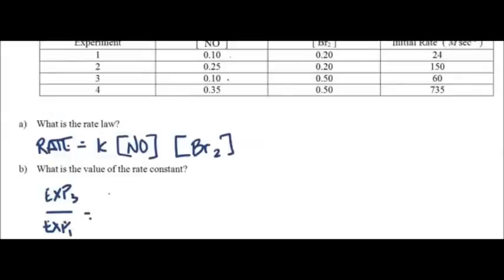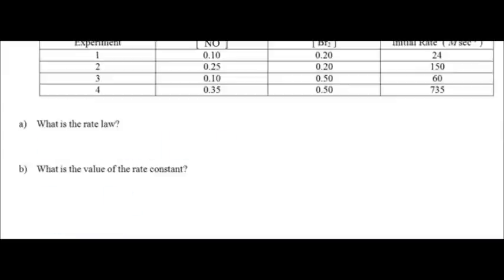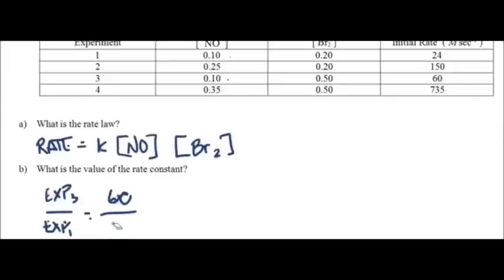In experiment 3, we deal with the rates first. So in experiment 3, we have 60 over 24, and 60 divided by 24, I believe, is 2.5. What that is saying is that experiment 3 is 2.5 times faster than experiment 1, based on the concentrations that are given there.